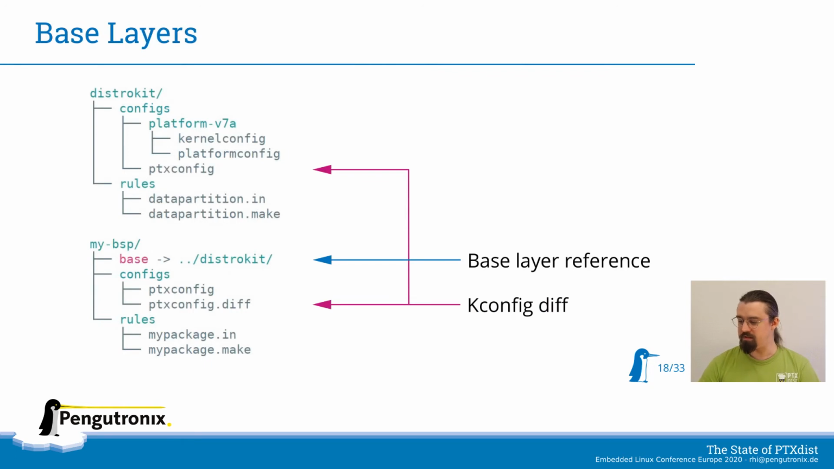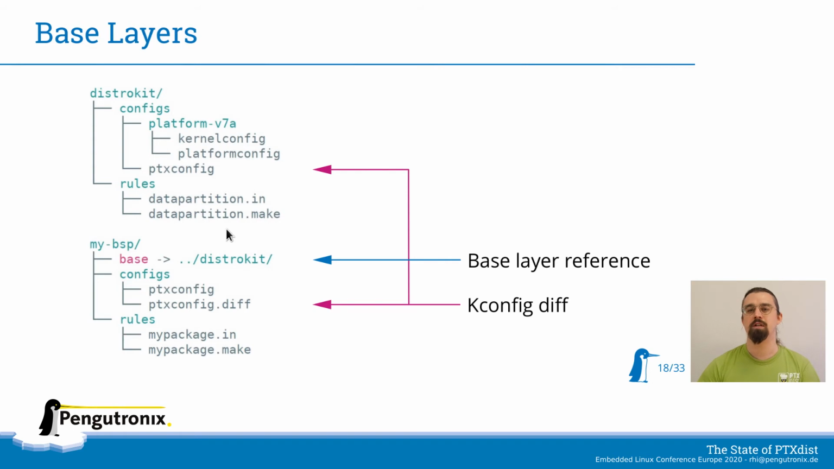This Kconfig diff mechanism is also used for base layers. And in base layers, all you need is basically this symlink named base. It can also be a Git submodule or just a directory or something else. It just needs to be named base, and it points to or contains the base layer that you want to build on. For example, here we have a finished BSP named DistroKit, and it contains a v7a platform with a kernel config and a platform config and a PTXdist config and some rules, and we want to build on this image.